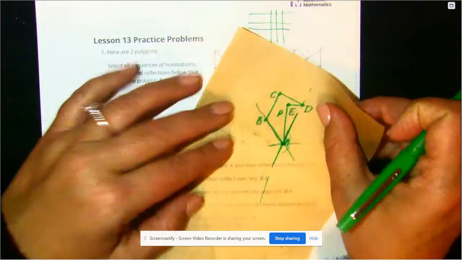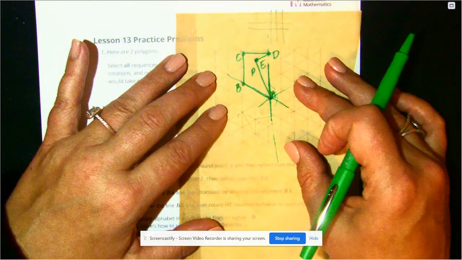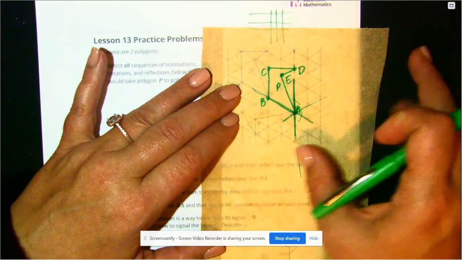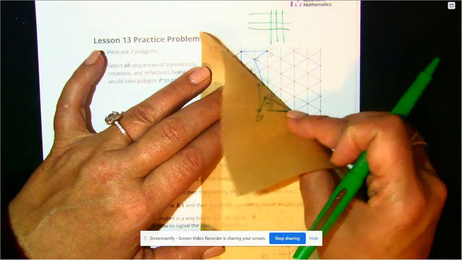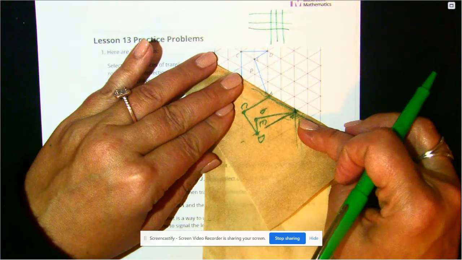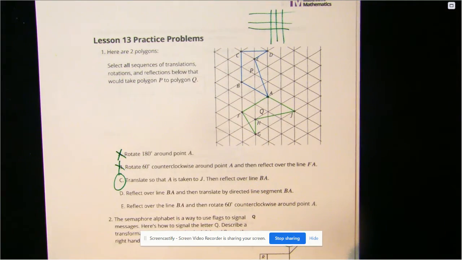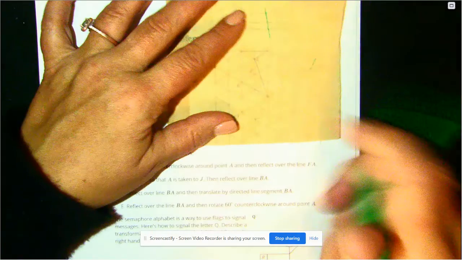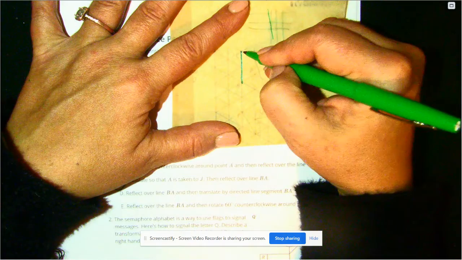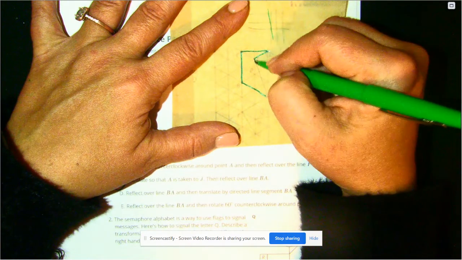I could also have just folded it. And I went like this. This is getting messy now. Sorry, guys. And then fold over this line like this. See how that lands right on top of Q? Ding, ding, ding. Let's start with a clean one. It says select all, so I don't know how many there are.